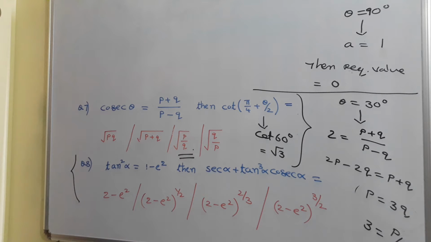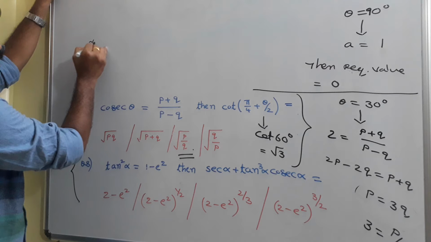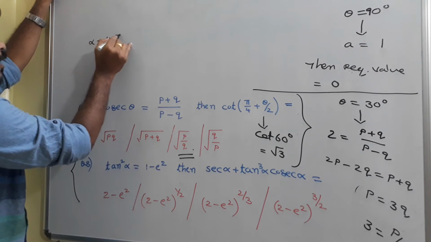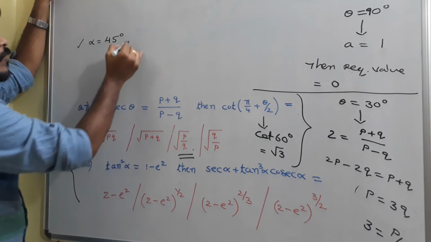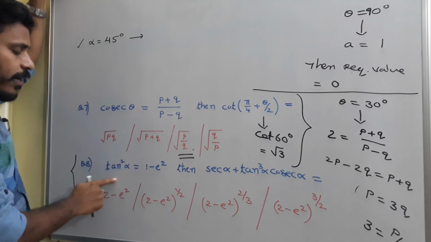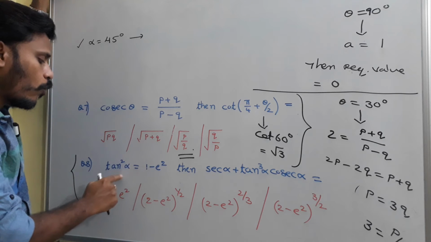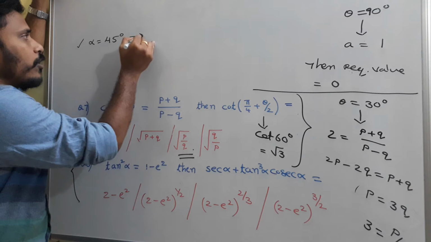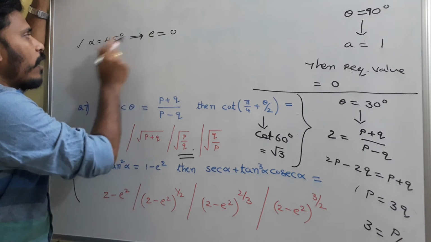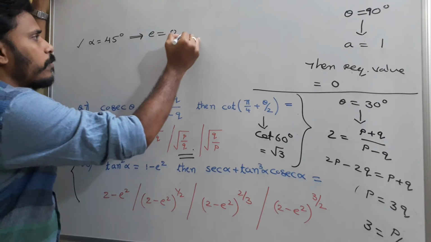See, with tan, the comfortable value is alpha equals 45 degrees. You just take alpha equals 45 degrees. If you take alpha equals 45 degrees, tan 45 is 1. Tan square 45 is also 1. So 1 is equal to 1 minus e square. Then e will become 0. Okay, when you take alpha equals 45, directly you will get e as 0. This is the first part.